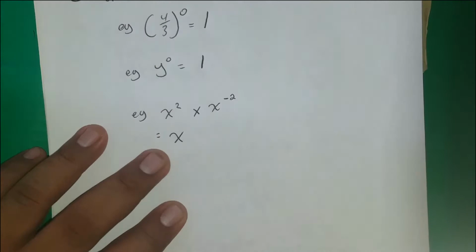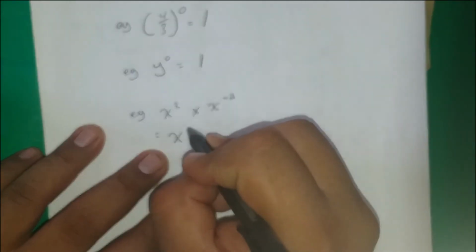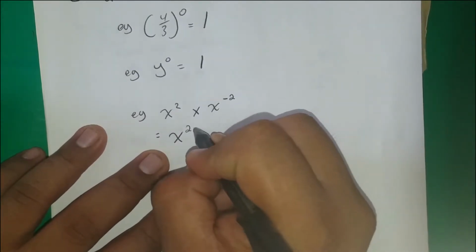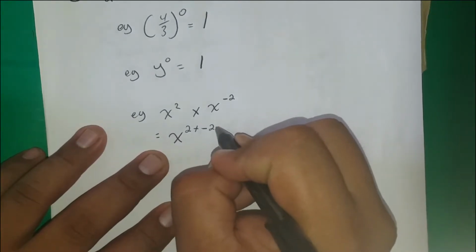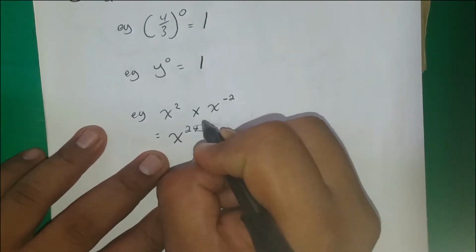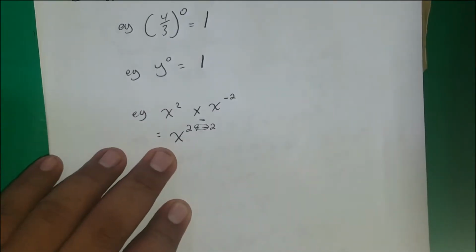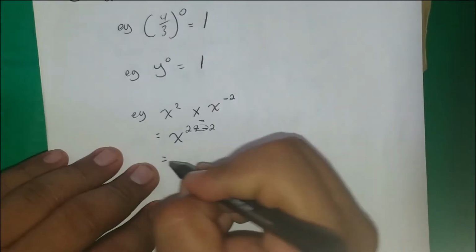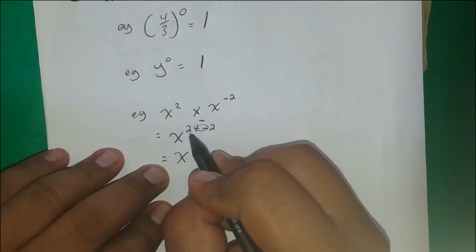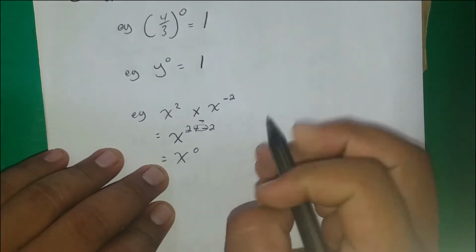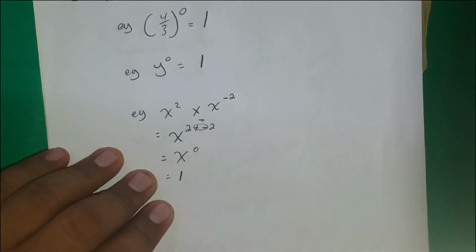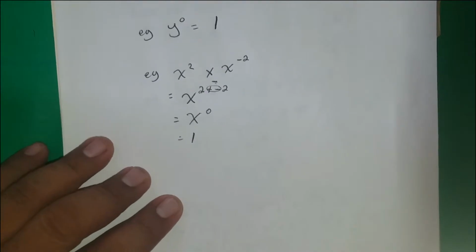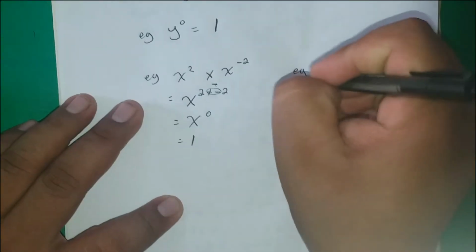what do we do whenever we have multiplication and the bases are the same? You will keep the base and you will add the powers, 2 plus negative 2. If the signs are different, then that is negative. When they are the same, it is positive. So here we have x to the 2 minus 2, which is 0. Final answer is 1. Getting the idea? Let's take a look at another one.